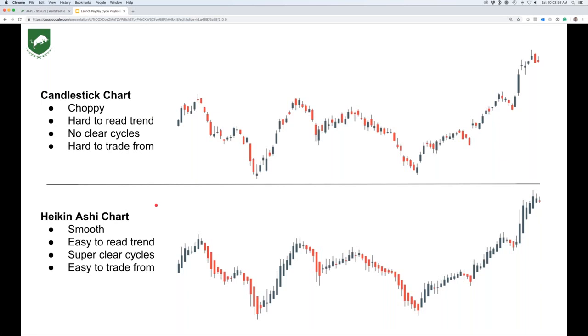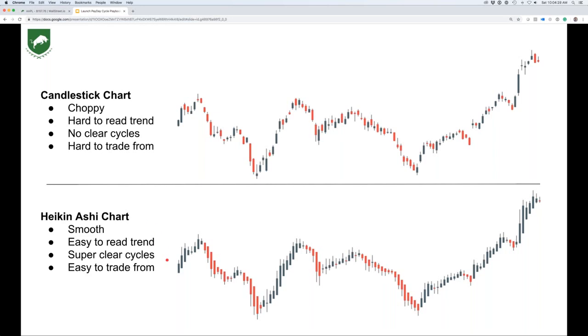Okay, just as a show of hands, how many people here have used a Heikin-Ashi chart or have traded with them before? Go ahead and let me know in the chat room. Some of the key differences: a candlestick, while it's good for identifying individual price patterns, is a little choppier and a little harder to read. There are no clear cycles, which makes it a little harder to trade from. The Heikin-Ashi chart is smoother, it's easier to read, and there are really clear cycles.